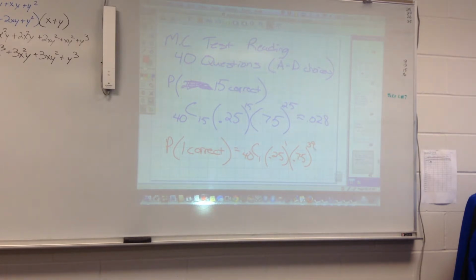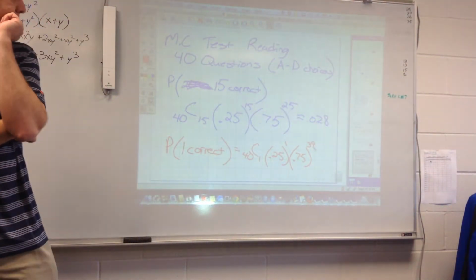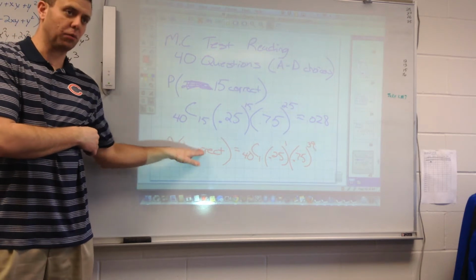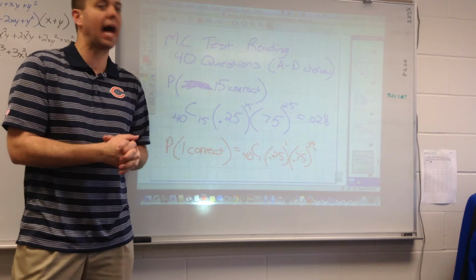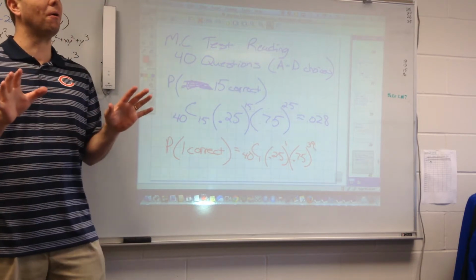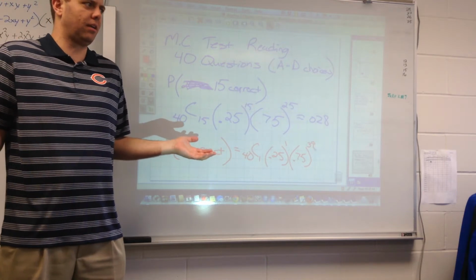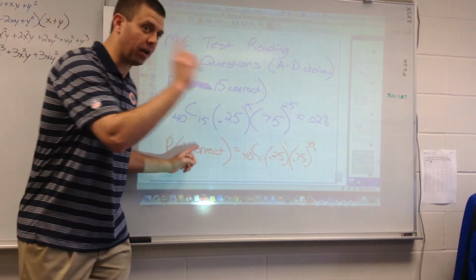Doesn't make sense. Why? Well, because it's easier to get 1 out of 40 than to get 15 out of 40. But this is getting exactly 1 correct. Oh, the probability of getting only one problem, not at least one. I thought you were doing at least 1. At least one? Oh, the probability of getting at least 1 correct is going to be almost 100%. No, this is the probability of getting exactly 1 answer right.